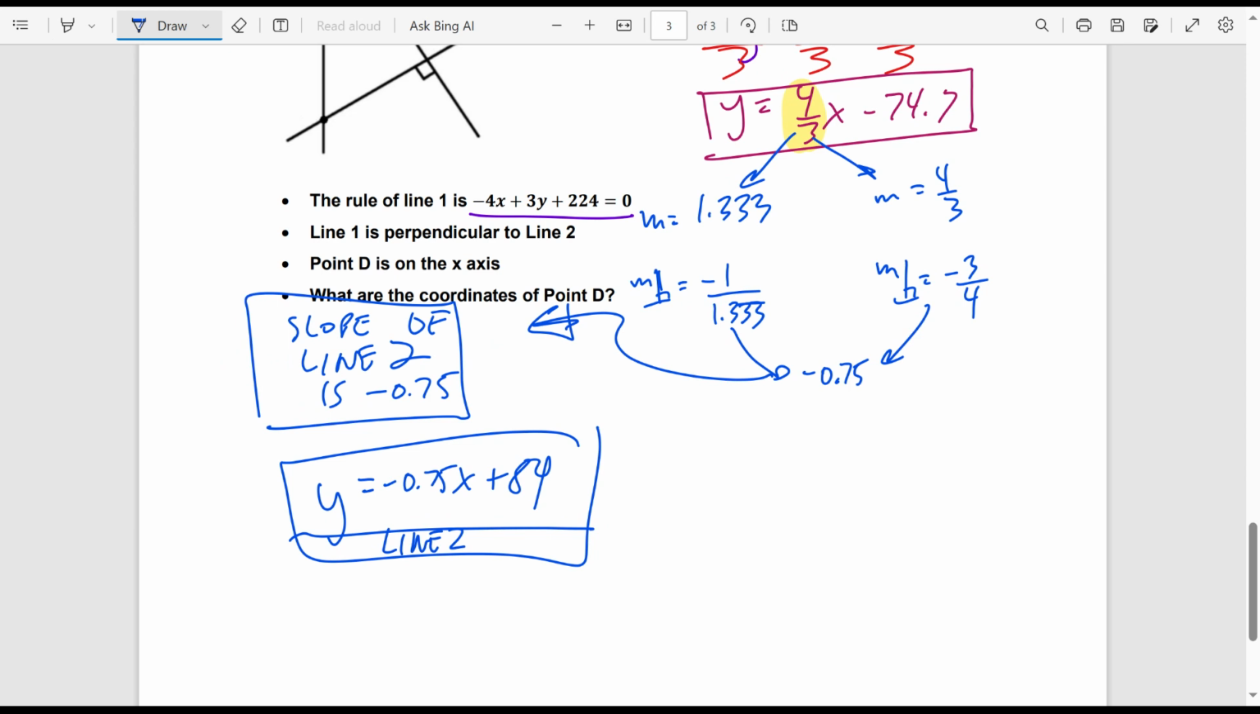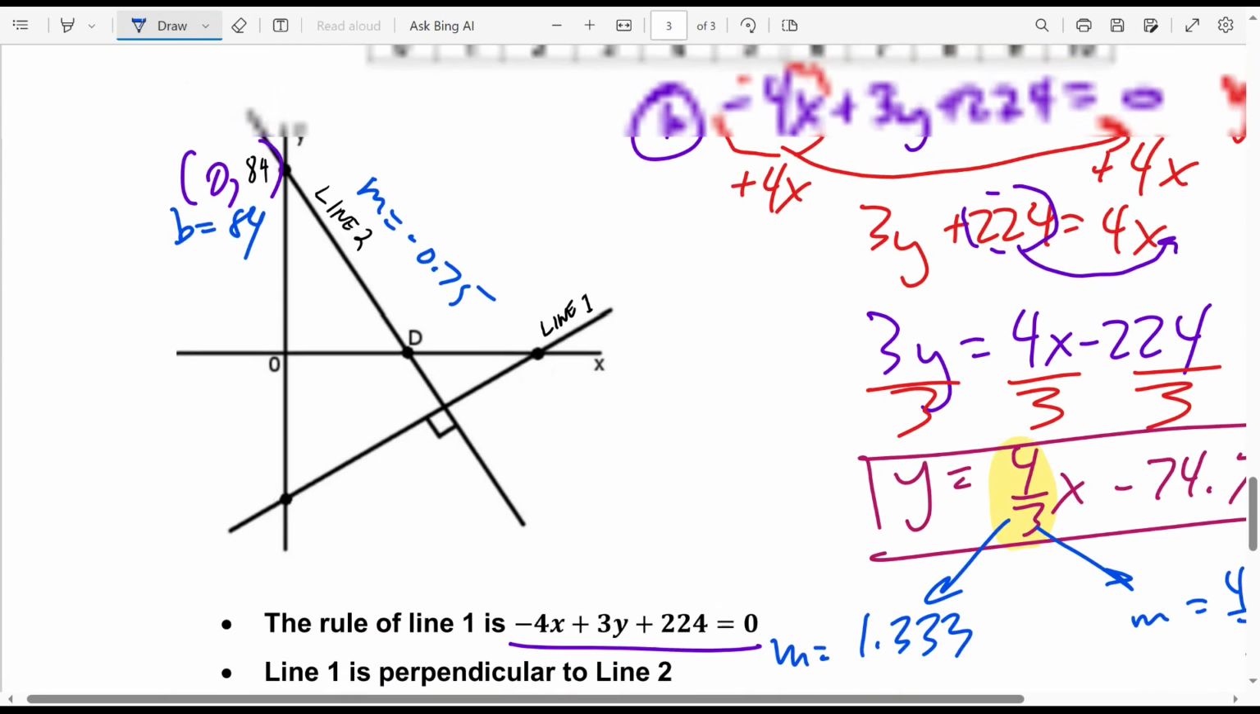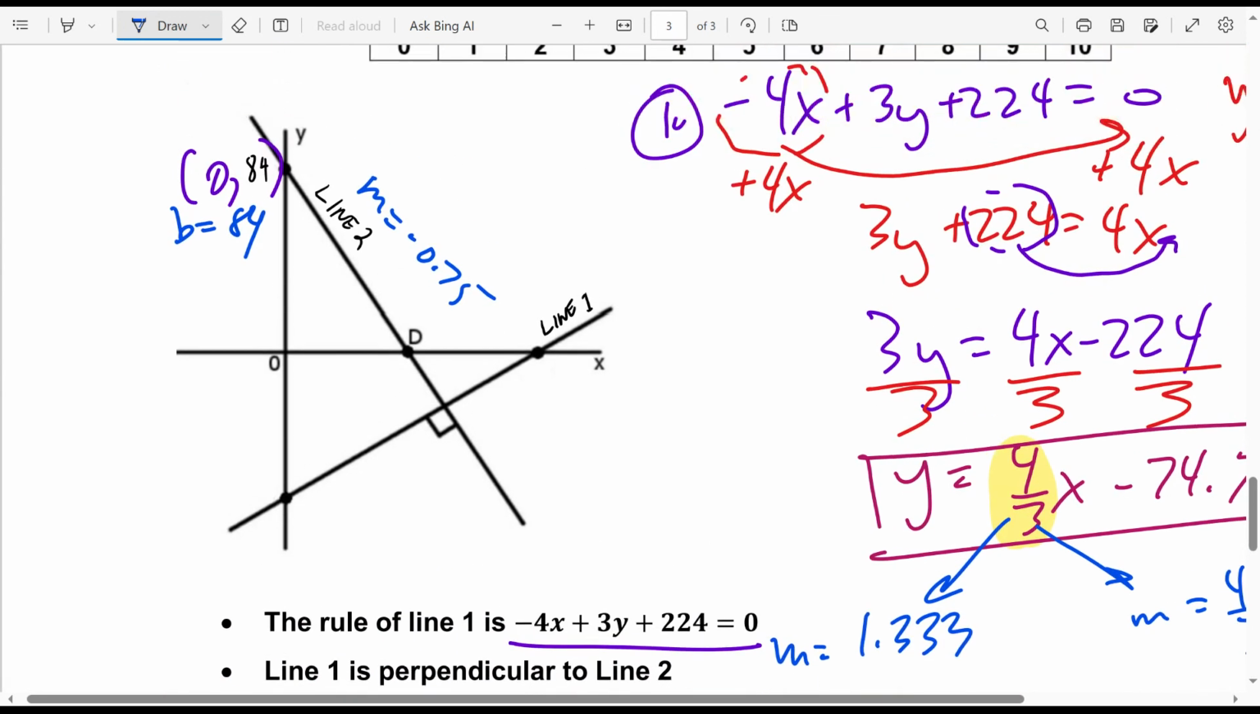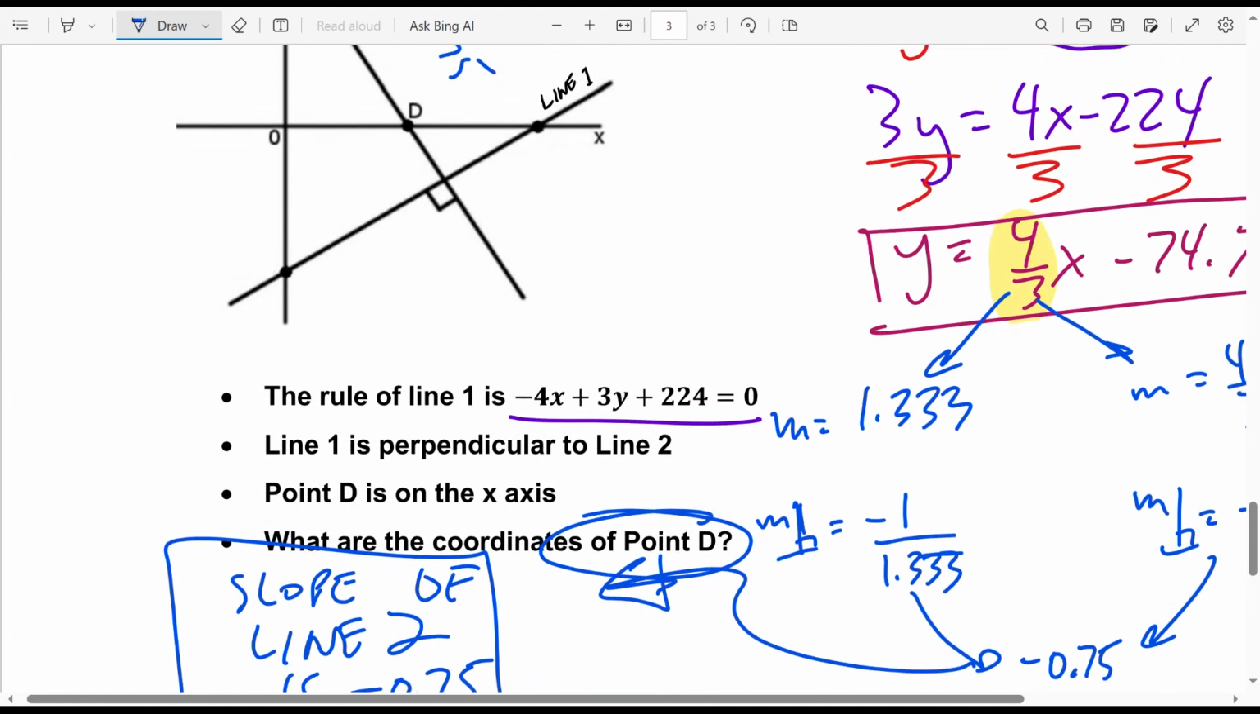Now, the last part of this is it's asking what are the coordinates of point D. What the heck is point D? Let me go back to the diagram. Always go back to the diagram. Okay? I look at it, where the heck? Oh, there it is right there. What are the coordinates of point D? It also indicates here that point D is on the x-axis. What does that mean? Y is 0. It's always the opposites. Y is equal to 0.